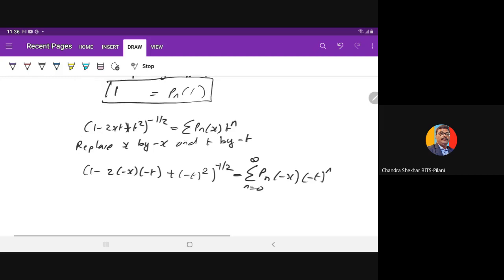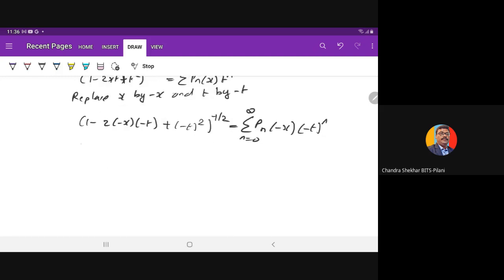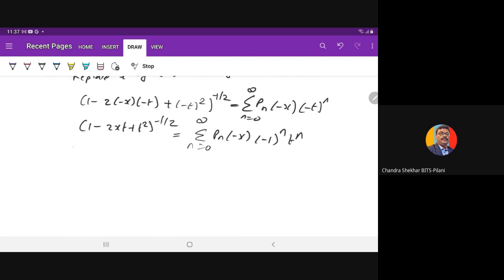So the left hand side will become (1 minus 2xt plus t square) to power minus 1 by 2, is equal to summation n is equal to 0 to infinity Pn(minus x) (minus 1) to power n t to power n. Now put x is equal to 1.